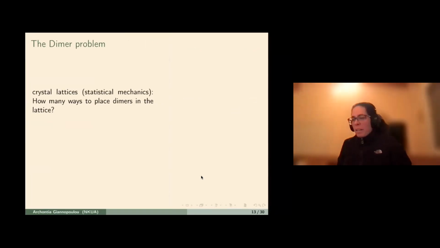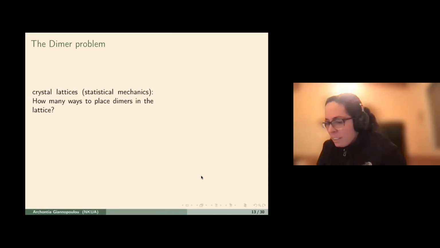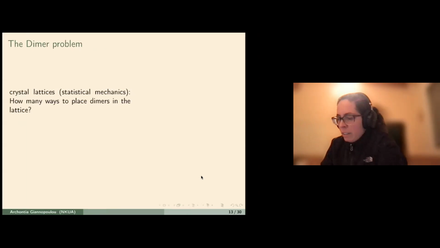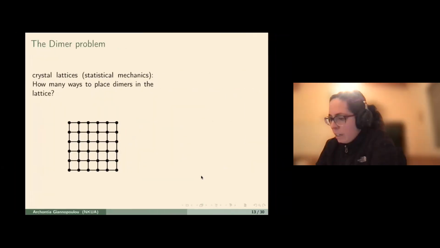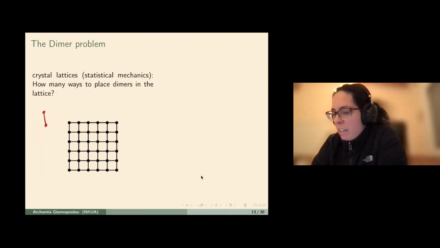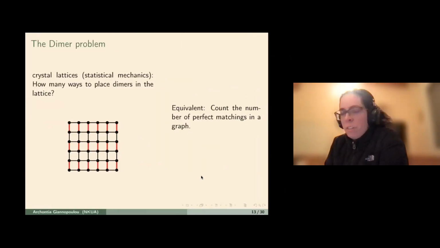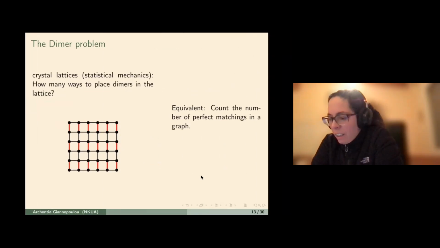Well, let's start with a very old problem. It was a problem in statistical mechanics regarding crystal lattices, and the question was, if we're given a grid and we're given dimers, which are basically polymers of two elements, how many ways can we place these dimers in the lattice? So of course, this is the same as asking how many ways we can create a perfect matching.